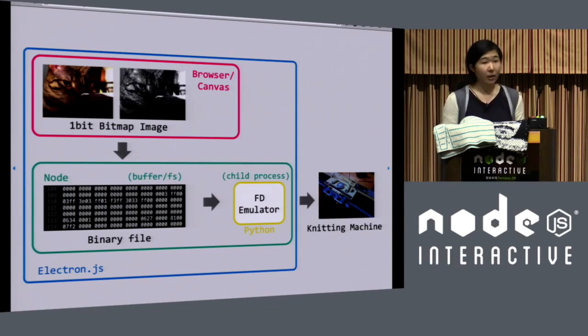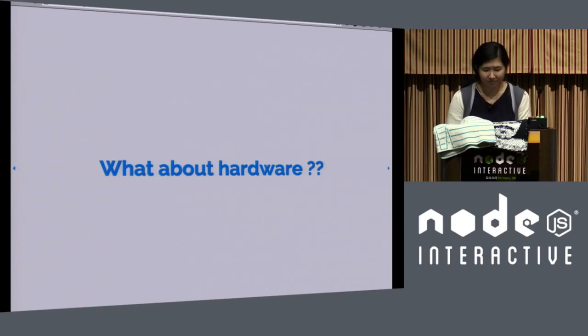So Electron or NW. I tried it in NW.js first. Those libraries to make desktop applications worked really well for me. So now we know how to talk to those embedded systems. Let's just talk about hardware.